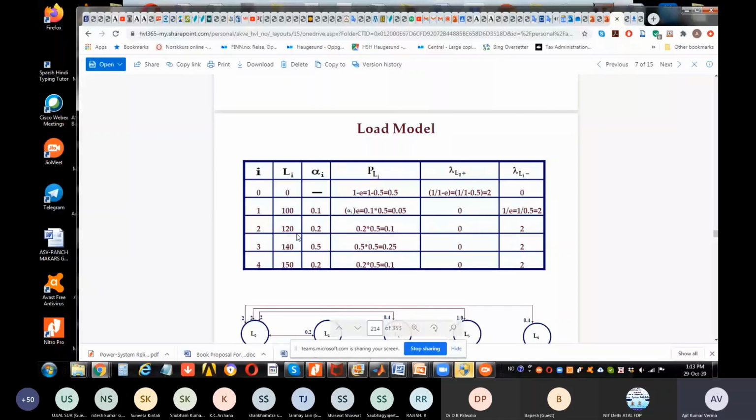state probability of 120 megawatt, 140, 150. Now, what about transitions to lower and higher states? You remember we had mentioned the transition to a higher state, 1 upon 1 minus E. From 0, there is no transition to a lower state, that's 0. And 1 minus E is the period for which the low load lasts, E is the period for which the high load lasts. Therefore, 1 upon 1 minus E is the transition rate to a higher state, so that's 2. From 0, it can go to 100, 120, 140 or 150, and therefore that transition rate is 2. From 100, there is no transition to higher, you remember?